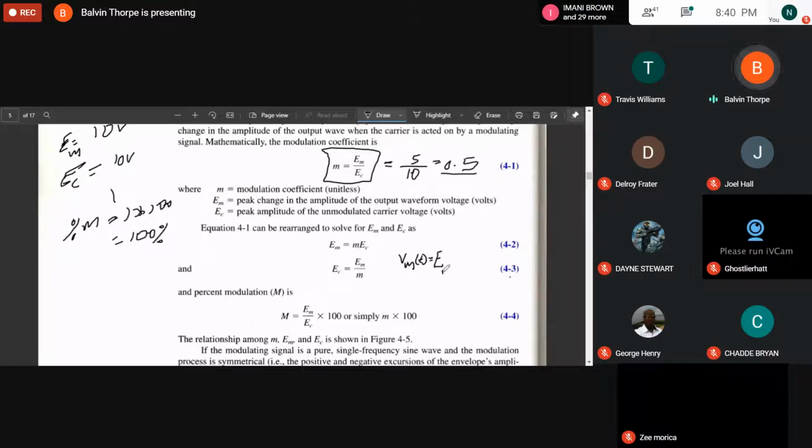It's going to change amplitude at different intervals of time. But that can be expressed as Em, where this is a peak amplitude, Em sine. What I'm seeing here says that Em isn't necessarily the message, the information signal. It's how much the carrier changes. That's what I'm seeing. Em? Peak. Yeah, it says peak change in amplitude of the output waveform voltage.